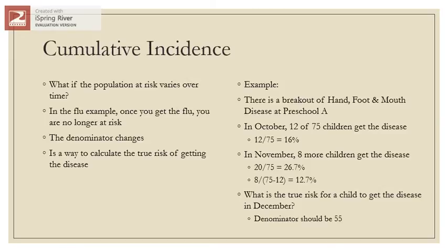What about December? Well, to know the risk, we would need an accurate denominator, and it would be 55 in this case. 75 minus the 12 who got it in October and minus the 8 who got it in November. Again, this is done to estimate a more accurate true risk of developing a disease.